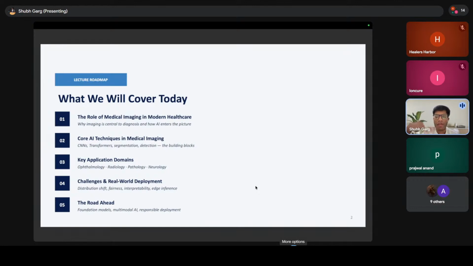Then we'll cover the part that I think is the most important and the most underappreciated: the deployment challenges. What goes wrong when you take a model that performs beautifully in a lab or in a certain setting, and then you put it into a real hospital. And then we'll talk about distribution shift, federated learning, fairness, and interpretability. And finally, we'll look ahead at foundation models and what responsible deployment actually looks like.